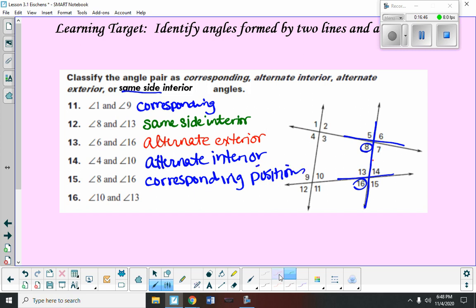And lastly, we have angle 10 and angle 13. Okay, now that's different. We haven't had any like that. I'm going to erase this right here. Angle 10 and angle 13. So I'm going to also highlight the lines that form those angles. That helps us see it a little better. So these are the two lines. So this is between the lines, so that's on the interior, and they're on the same side of the transversal, so same side interior.